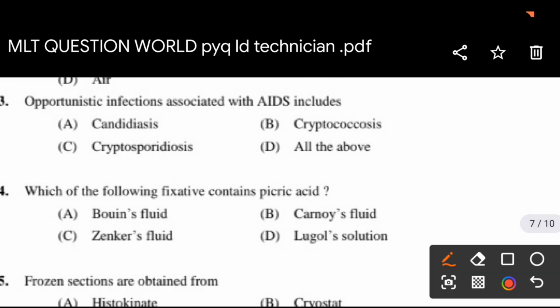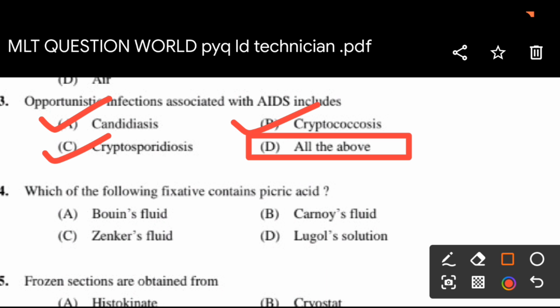Next one. Opportunistic infections associated with AIDS includes candidiasis, cryptococcosis, cryptosporidiosis, all the above. Opportunistic infections associated with AIDS includes candidiasis, cryptococcosis, cryptosporidiosis. So, all the above is the right answer.